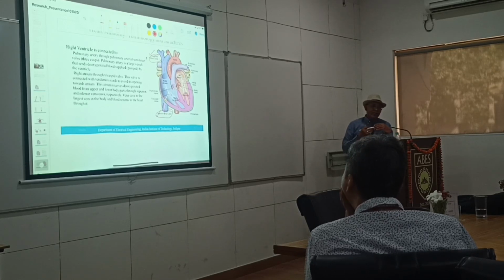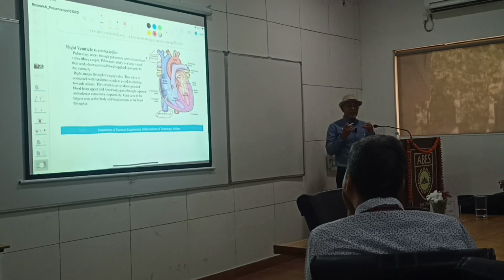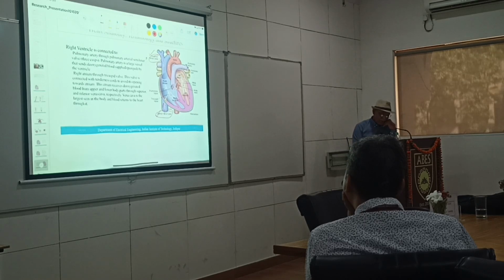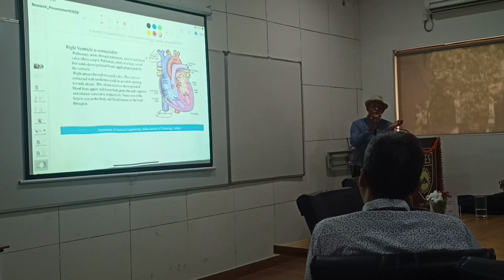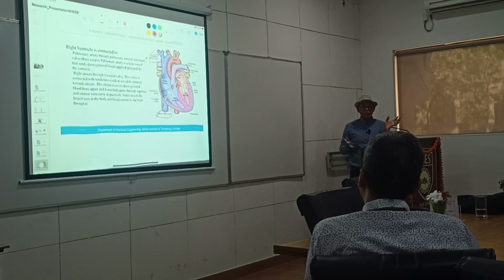Deoxygenated blood. So the blood was circulated in the body. Oxygen was carried by blood and given to different cells in the body, which get deoxygenated, and it comes back to the lungs. From there it comes to the left atrium, and from the atrium to the ventricle, and then it pushes it to the aorta. It goes to the lungs again, gets cleaned up, and then comes back, and so on.